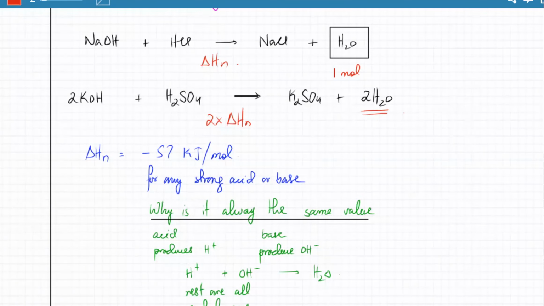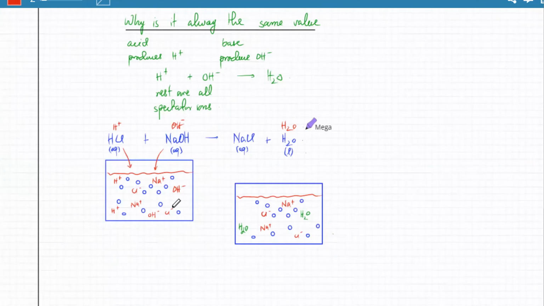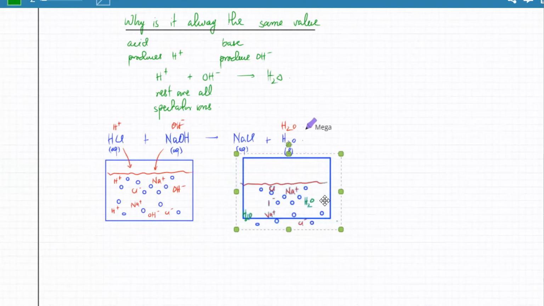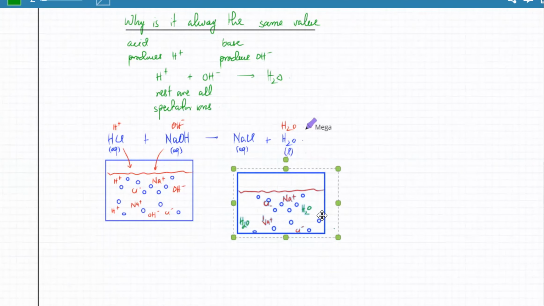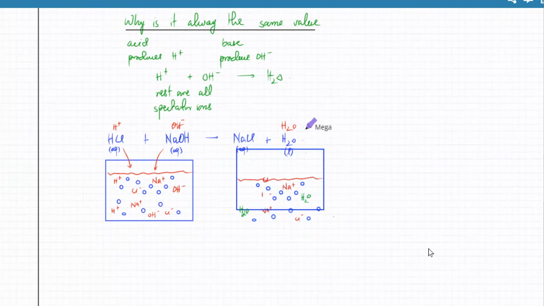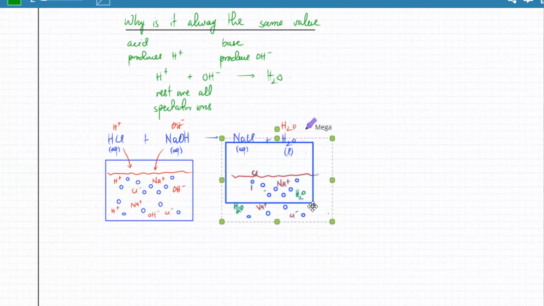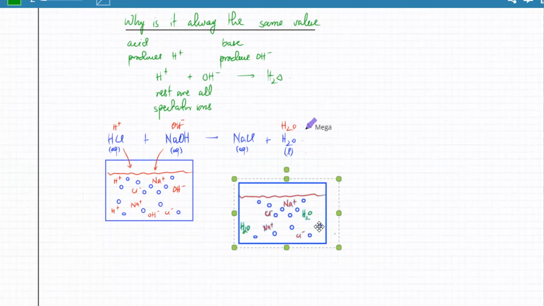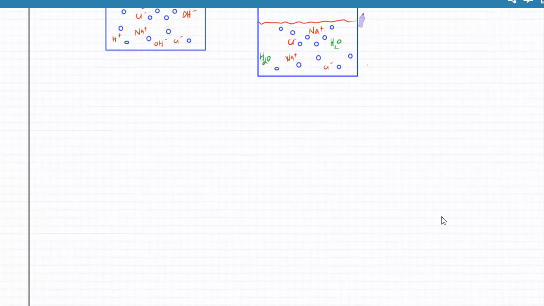So they have exactly the same value. Now another issue is, sometimes you have weak acids and weak bases. So what happens to the enthalpy change of neutralization if you have a weak acid and a weak base?